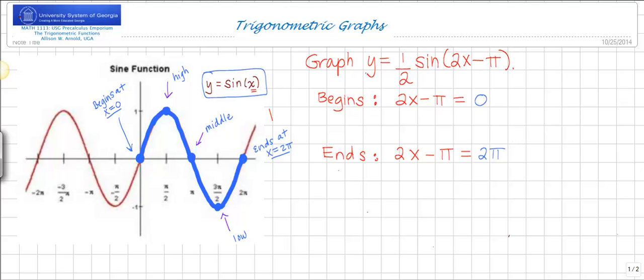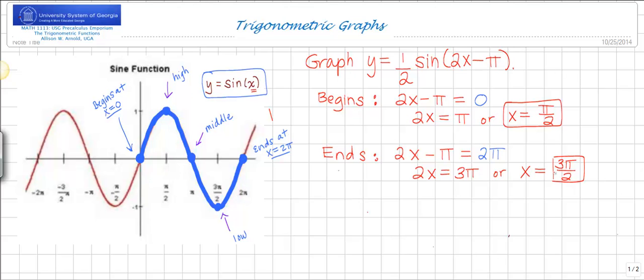So here I will solve 2x minus pi equals 0, so 2x equals pi, or I would get a new beginning position of pi over 2, so I'll hang on to that. Here I would have 2x equals 3 pi, or a new position of x equals 3 pi over 2, so I'll hold on to that.